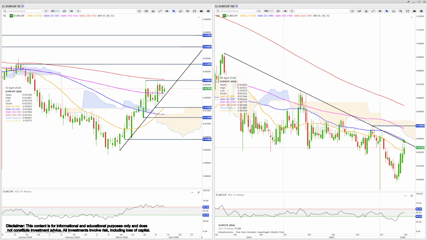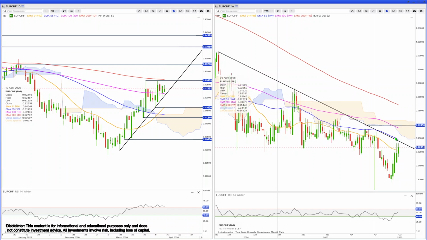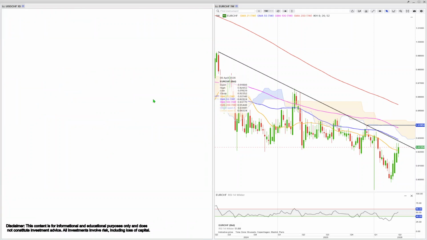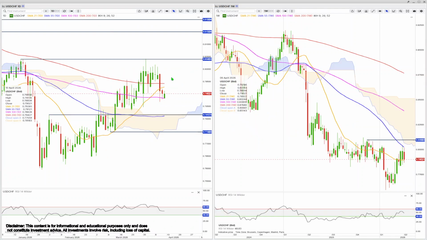The 55 moving average coming down, so it has really a hard time, some resistance in these falling trend line and the declining 55 moving average. The dollar Swiss can't really make up its mind what it wants to do. Will it slide back lower?